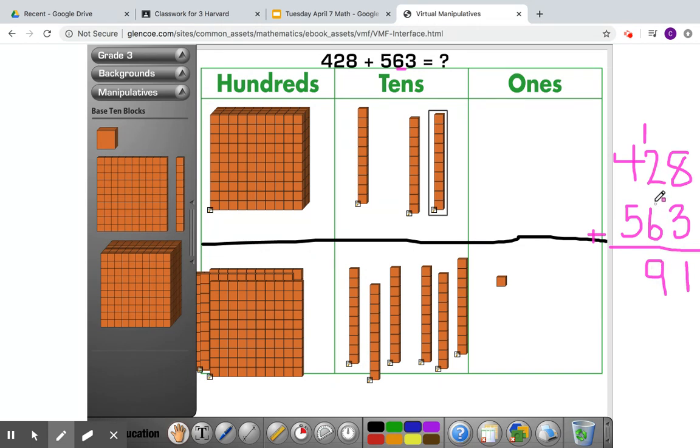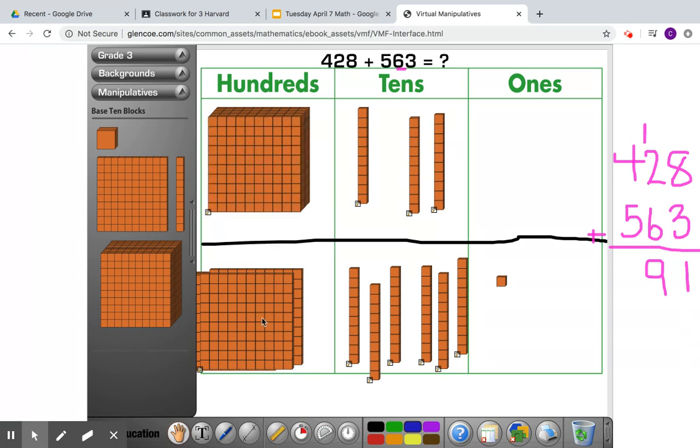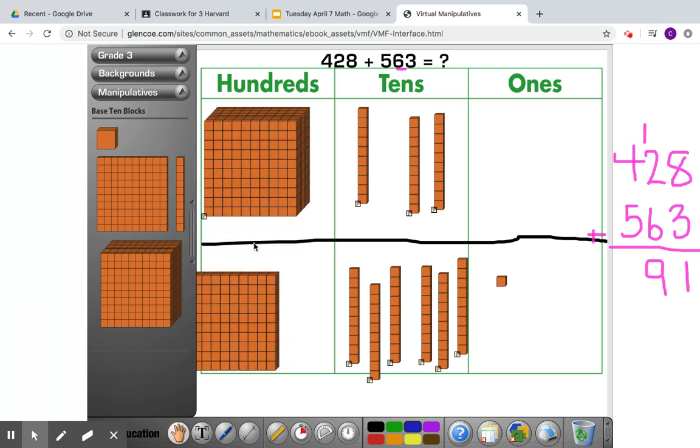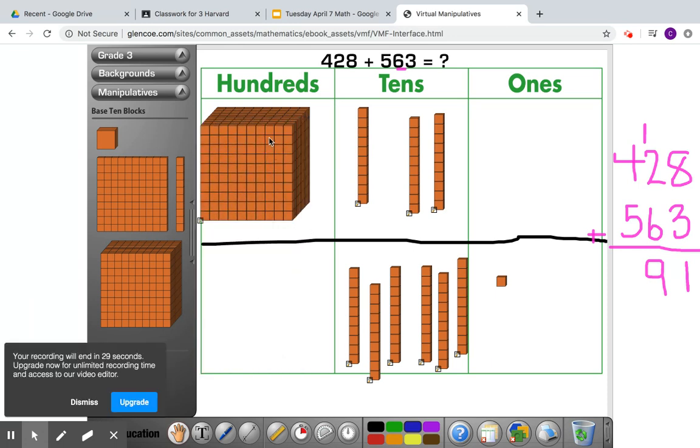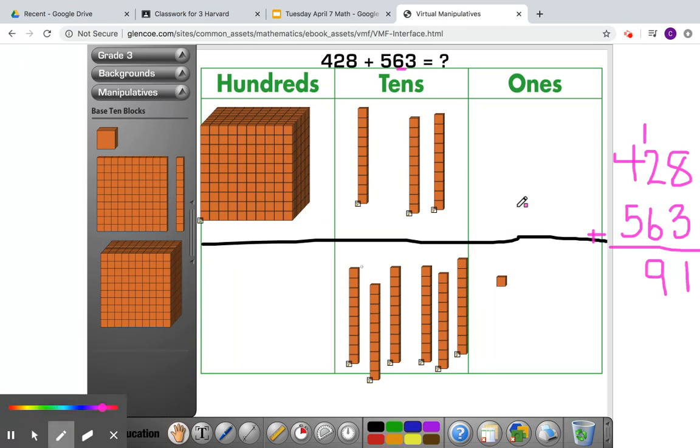Now I need to add my hundreds. 4 hundreds plus 5 hundreds. So I have 4 hundreds here, 400, 500, 600, 700, 800, 900. So my final answer is 991. 9 hundreds, 9 10s, and 1 1.